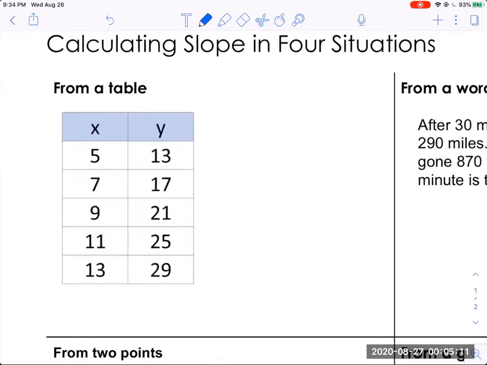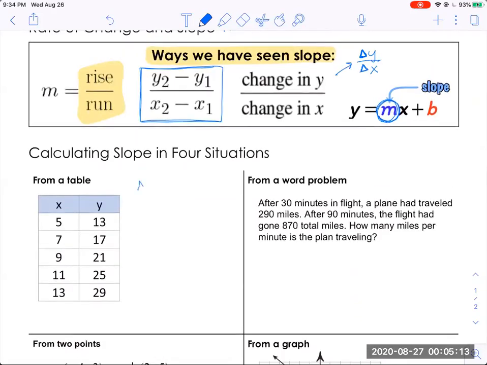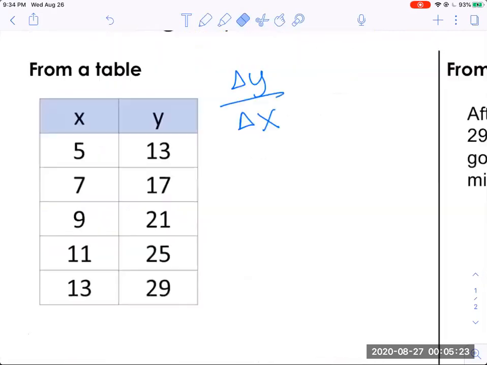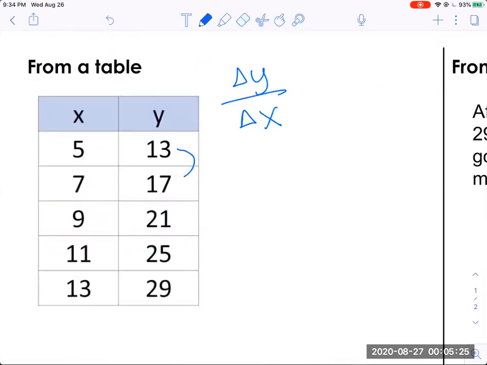So we know that slope is the change in y over the change in x. We want to see how the y is changing and how the x is changing. So I'm going to look at the table and say, okay, the y is changing from 13 to 17. It's adding 4. From 17 to 21, it's adding 4. 21 to 25, adding 4. 25 to 29, adding 4. So I can see that it's adding the same amount each time. We'll see if it's also doing the same thing on this side.